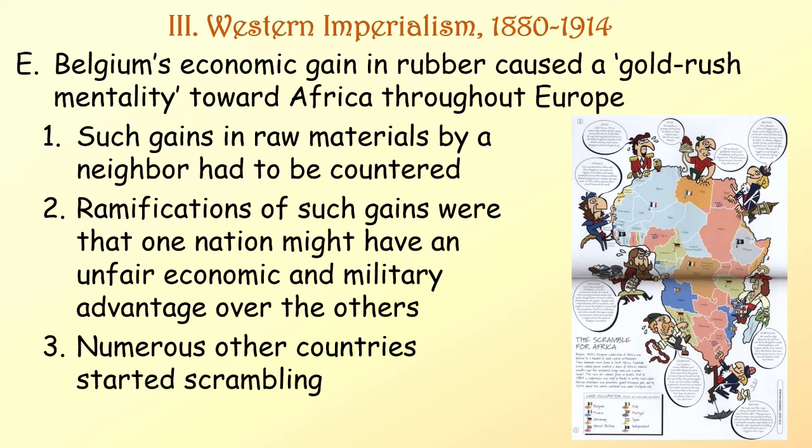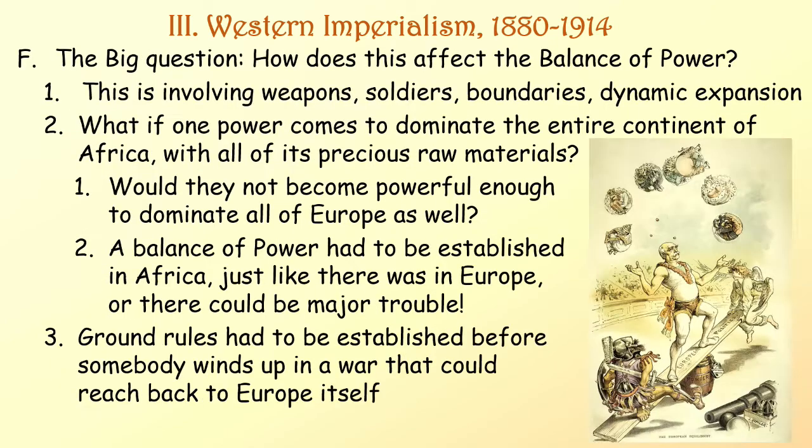Belgium's economic gain in rubber caused a gold rush mentality toward Africa throughout Europe. Such gains in raw materials by a neighbor had to be countered. The ramifications of such gains were that one nation might have an unfair economic and military advantage over the others. So numerous other countries started scrambling as well.